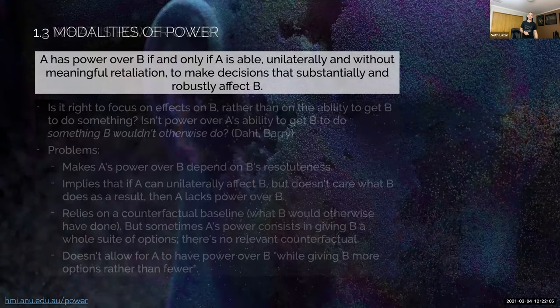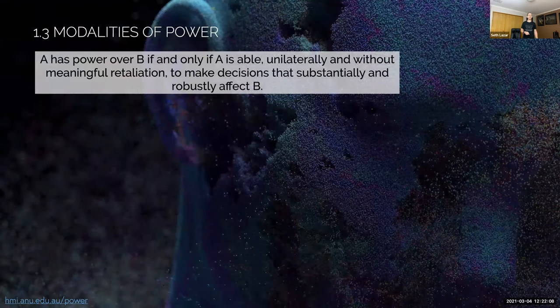Okay, like I said, I consider a bunch of other views in some slides that are at the end of the PDF. If you'd like to look at that, please go ahead. But for now, I'm going to take my definition of power as read.